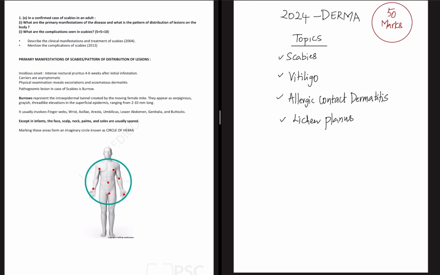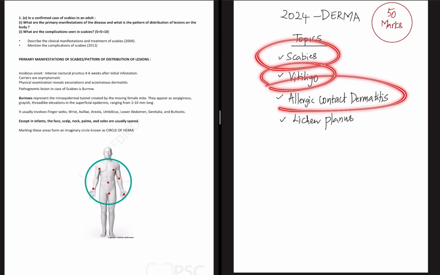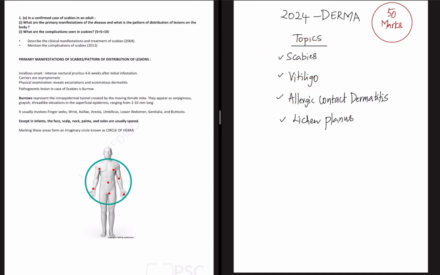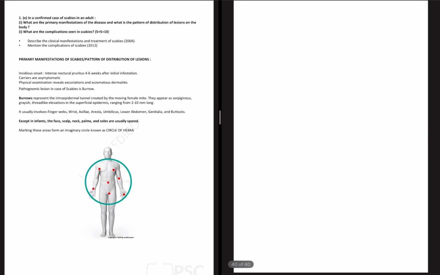Now coming back to the topic, what we are covering will be scabies, vitiligo, allergic contact dermatitis and lichen planus. These are the 4 topics that will be asked in the question form. The first question is in the mandatory section.